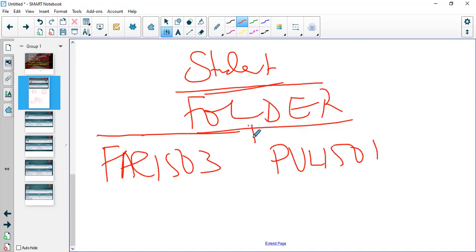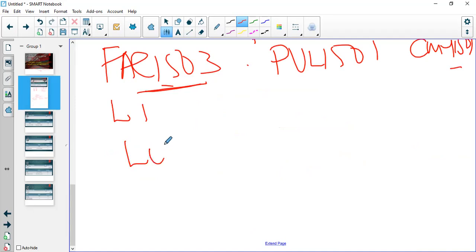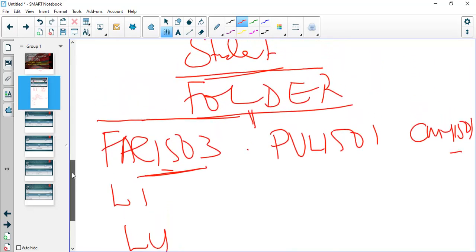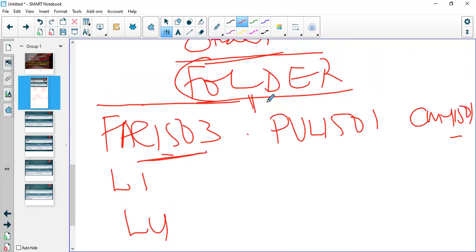So you have a huge folder here, then you have subfolders for your modules, then you have CMY 1501. Then if you open FAC 1503, you can have learning unit 1, learning unit 2, learning unit 3, and so forth. So this is like a general ledger. The general ledger is this big folder.